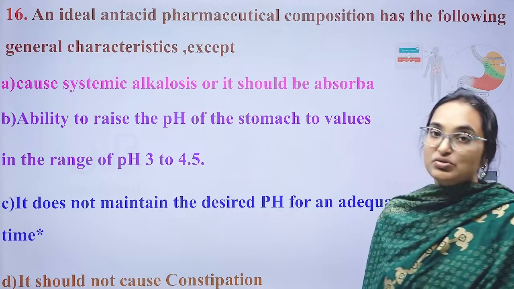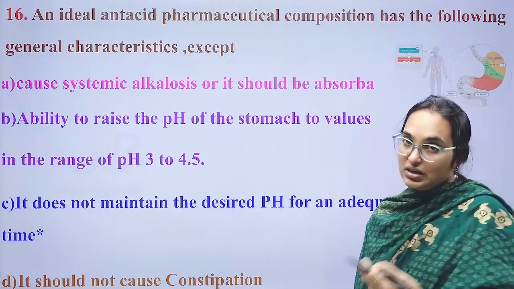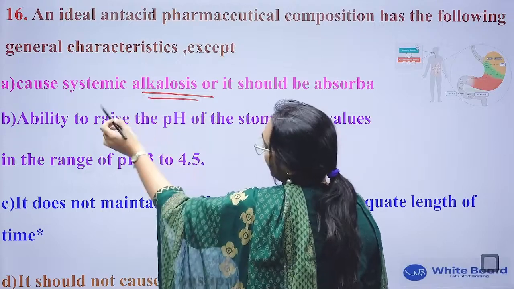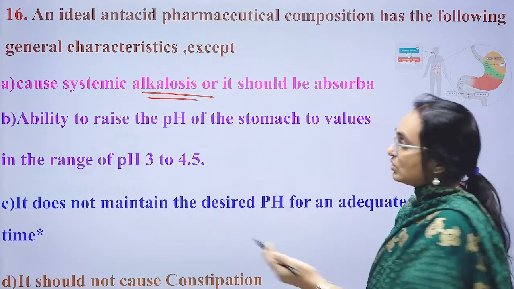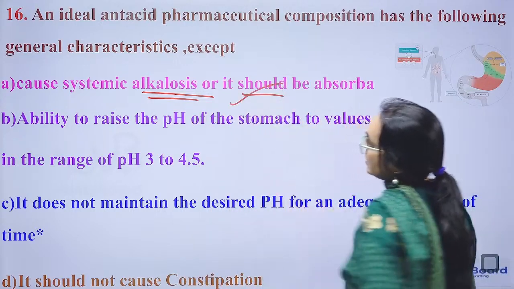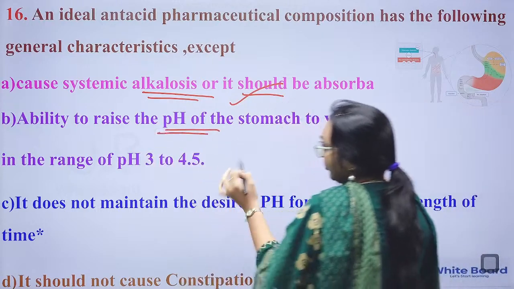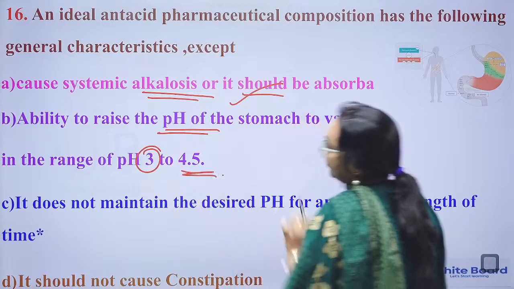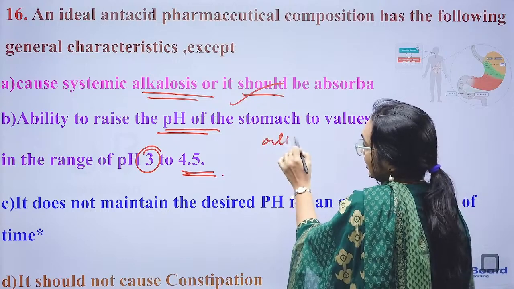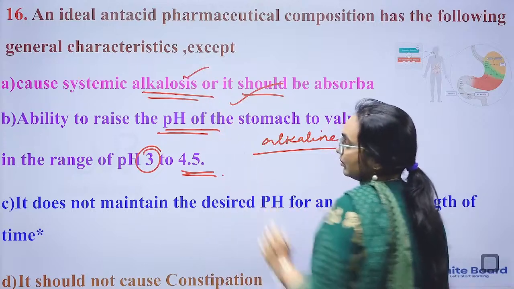An ideal antacid pharmaceutical composition has the following. Antacid means what? It reduces the acidity in the stomach, but should not make the body alkaline, which causes alkalosis. So, it should not cause systemic alkalosis. This is the correct point. Ability to raise the pH, yes, we need to raise the lower pH from 3 to 4.5. So, the stomach pH is increased.